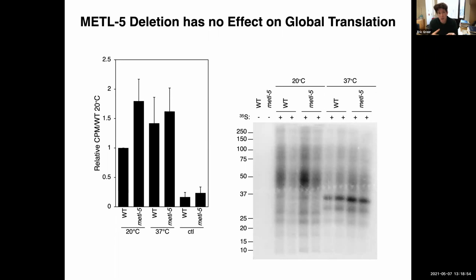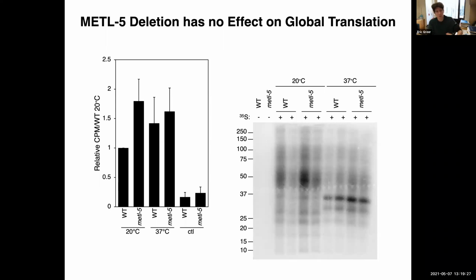And actually, to our surprise, what we found was that there wasn't really a global change in translation in response to deletion of this 18S methyltransferase, despite the fact that it's having this pretty dramatic effect on stress resistance. And similarly, while 37-degree heat shock does have a dramatic effect on which proteins are being produced, this was METL5 independent. So at least by these global measurements of translation, we didn't really see any differences between the METL5 mutant worm and the wild type worms.